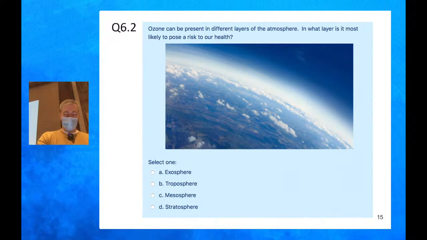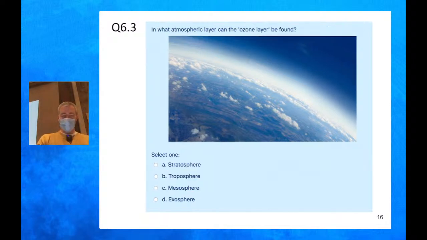6.2, ozone can be present in different layers of the atmosphere. In what layer is it most likely to pose a risk to our health? The answer is the troposphere, because that's where we are. That's where we live. That's what we breathe. In what atmospheric layer can the ozone layer be found? That's up higher. That's in the stratosphere.